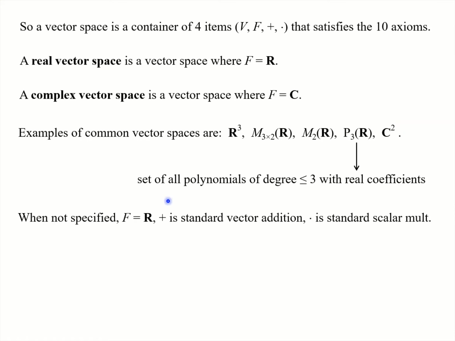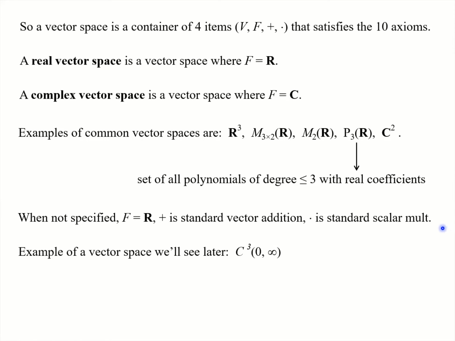When we don't specify it, the scalars will be real numbers. And when we don't specify, plus is standard vector addition and multiply is standard scalar multiplication. So when we don't specify and describe in this container, the scalar is going to be reals and plus and multiply are going to be what you think they will be. But sometimes in section 4.2 they are weird, and we'll get to that.